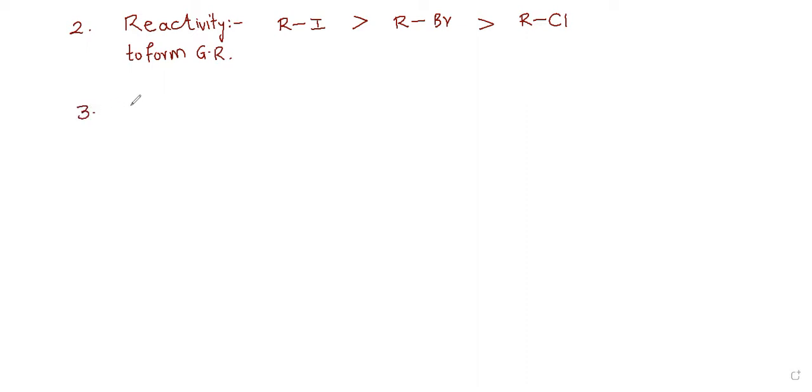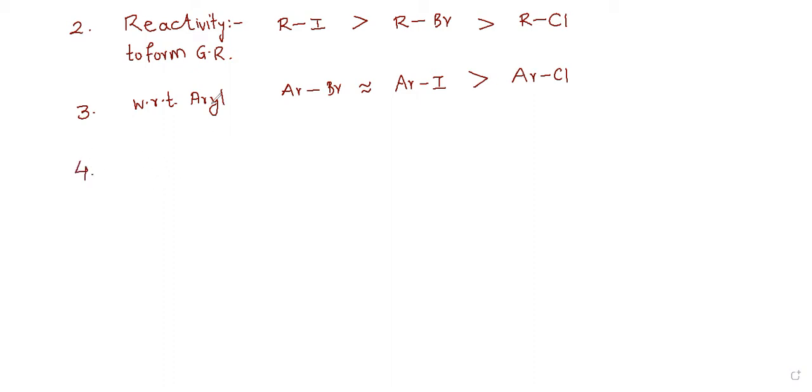Number three is with respect to aryl groups, reactivity with respect to aryl groups. In this one, it is found that ArBr and ArI have almost similar reactivity and both are more reactive than chloride. This is with respect to aryl halides to form Grignard reagent.